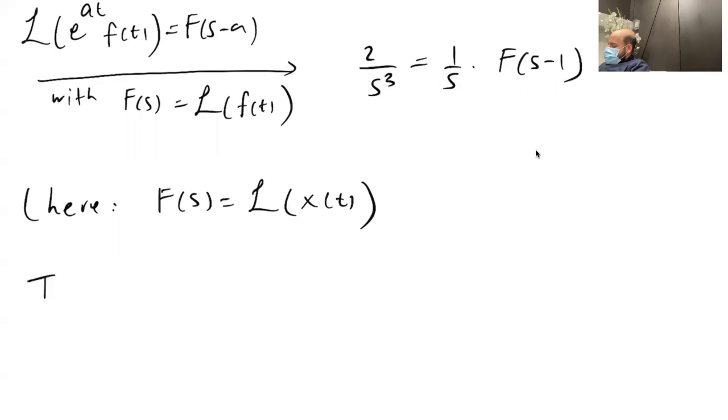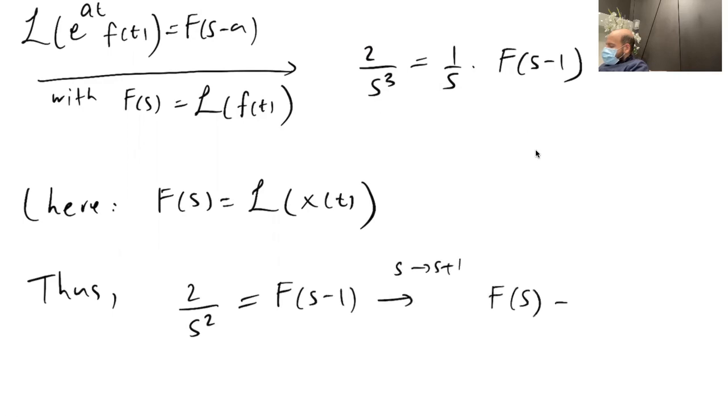So what do we get now? We can cancel 1 over s from both sides. We get 2 over s squared equals capital F of s minus 1. And if I change s to s plus 1, I'll get capital F of s as 2 over (s plus 1) the whole squared. So capital F of s is 2 over (s plus 1) the whole squared.